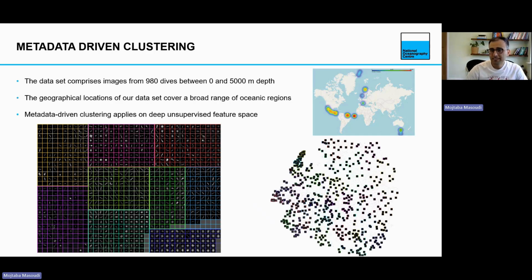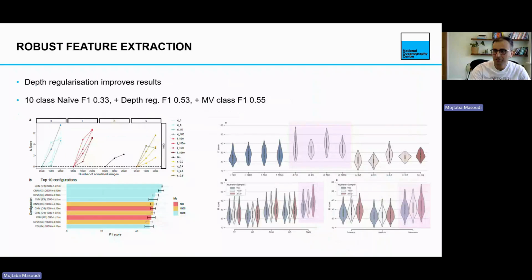For the results, we ran our model on a dataset that comprised 980 dives down to 5,000 meter depths, and it spanned a broad range of oceanic regions. And here I'm showing how our clustering uses those features, unsupervised, to cluster different patterns of the imaging.